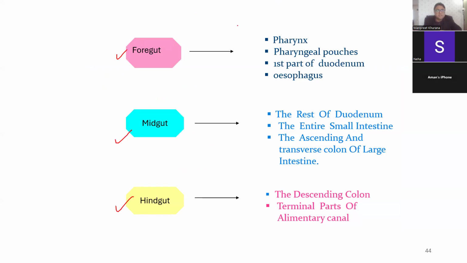Now the structures developed from foregut are pharynx, pharyngeal pouches, first part of duodenum, and esophagus. So you can see P pharynx, P pharyngeal pouches, first part, that is P, of duodenum, and esophagus.